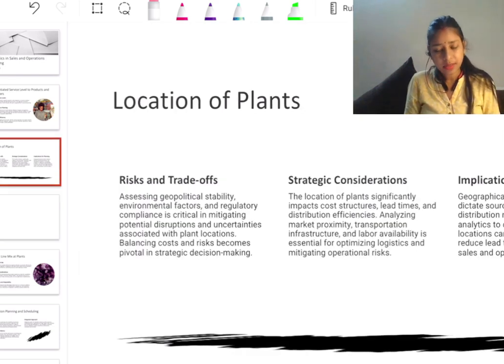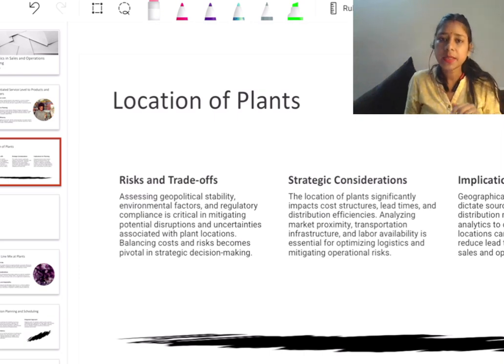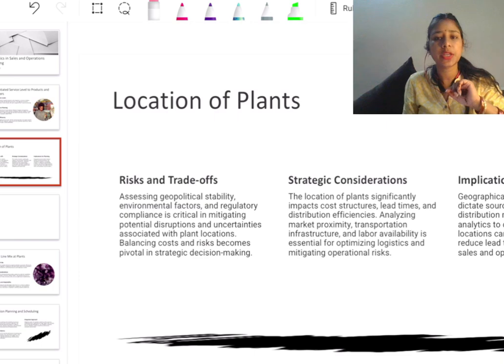In the next slide, I'll be telling you what are the analytical tools used for the plant location. In the next slide, I'll be telling you the analytical models used for the location of the plants.